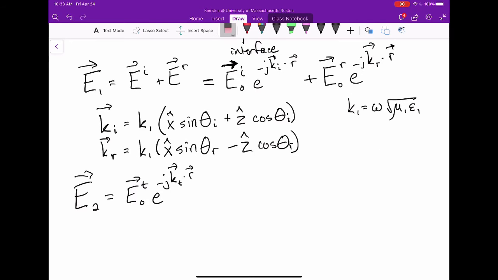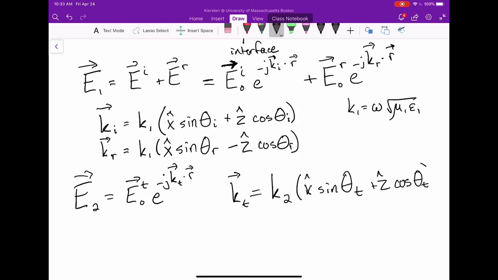The propagation vector for the transmitted wave is going to have a similar format. It's going to have a positive x component and a positive z component. So it's going to be x hat sine theta t plus z hat cosine theta t. But how do we find out the relationships between all of these different angles? That's the question that we're trying to answer right now. And the wave vector in medium 2 is same frequency omega, mu 2 epsilon 2.